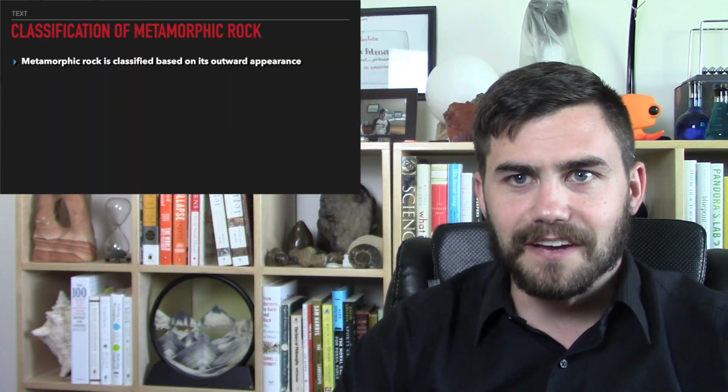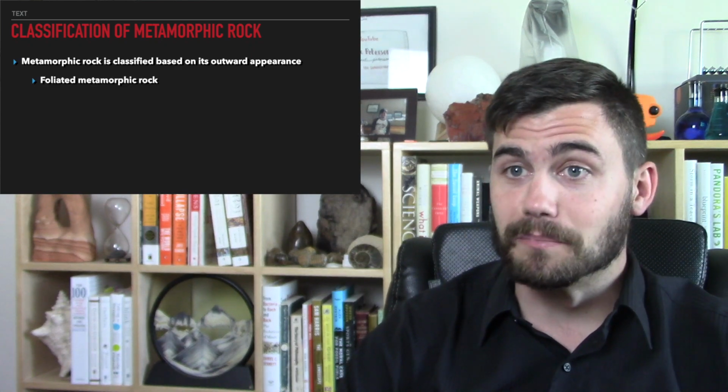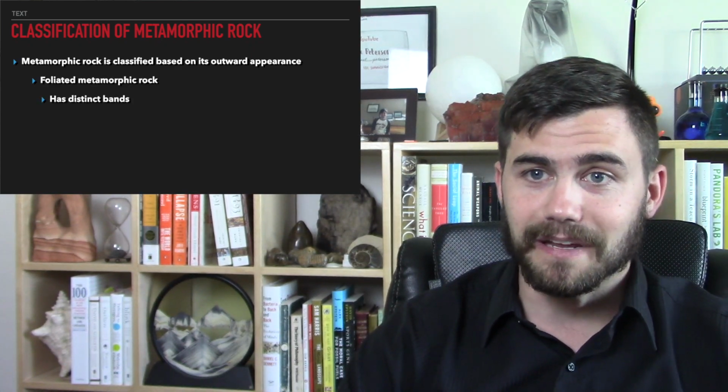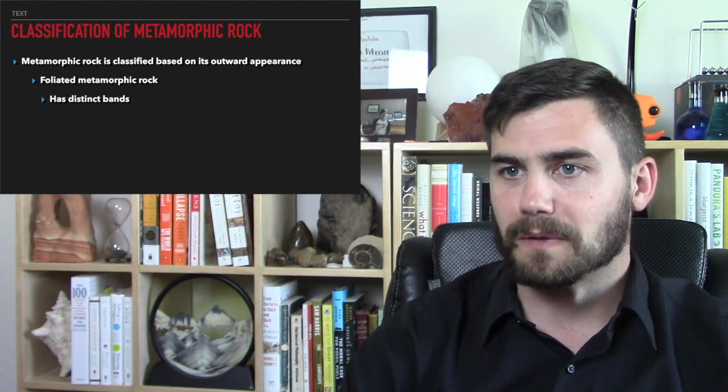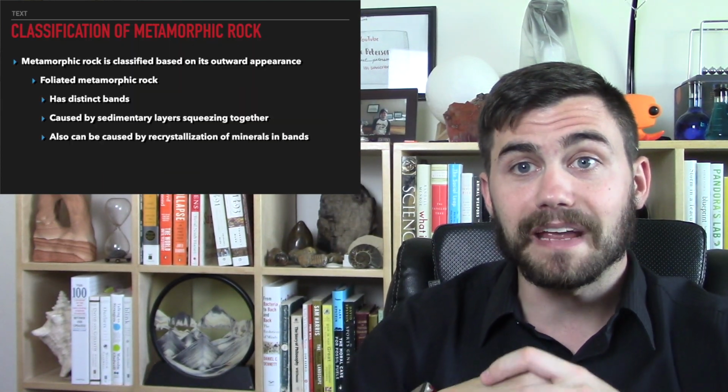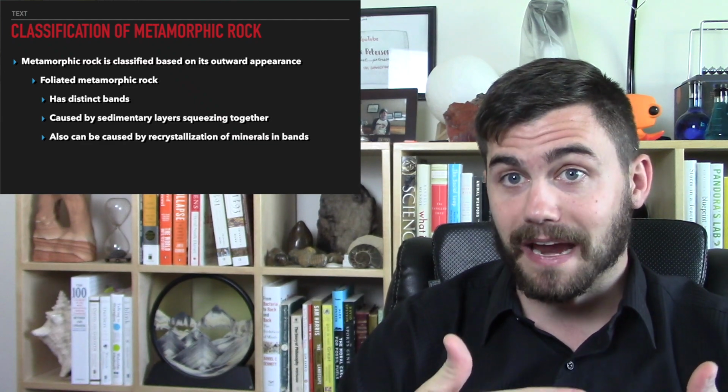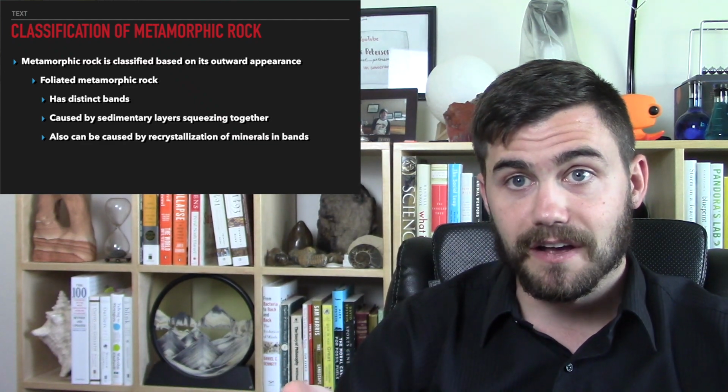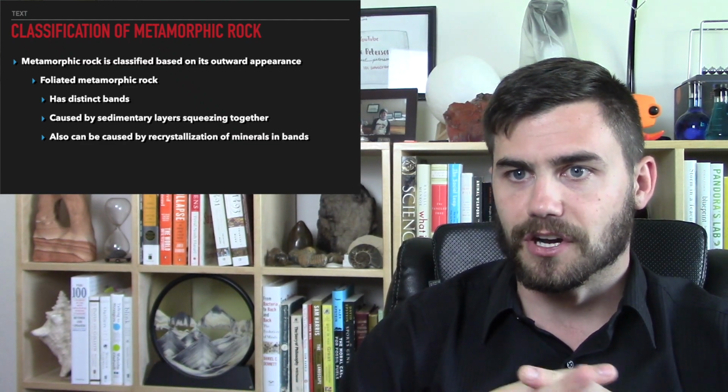As far as classification for metamorphic rocks, it's very simple. We have foliated and non-foliated metamorphic rocks. Sorry, I went too far. Foliated metamorphic rocks have distinct bands, usually of different color and different lightness or darkness.